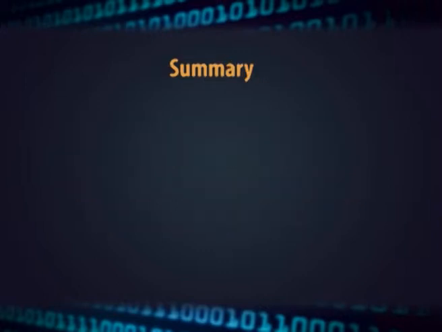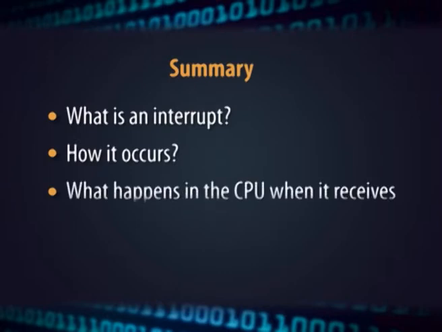So, what we have learned today can be summarized as what is an interrupt, how it occurs, what happens in the CPU when it receives an interrupt, using the example of microprocessor 8088/8086. The interrupts were explained with the help of interrupt related instructions.